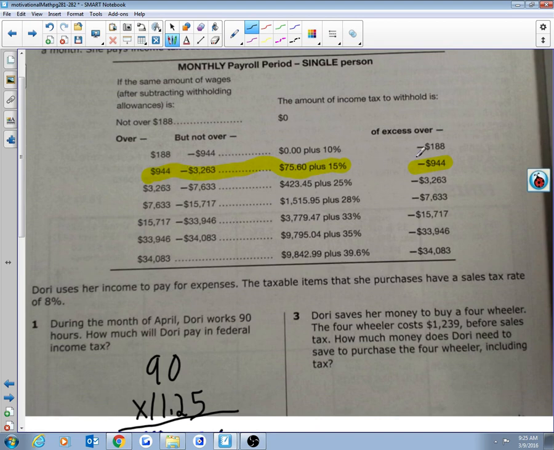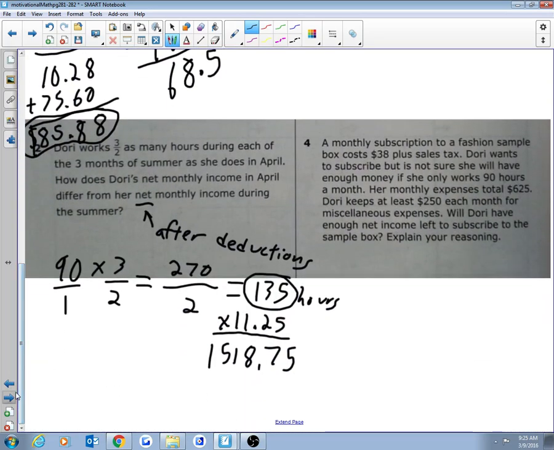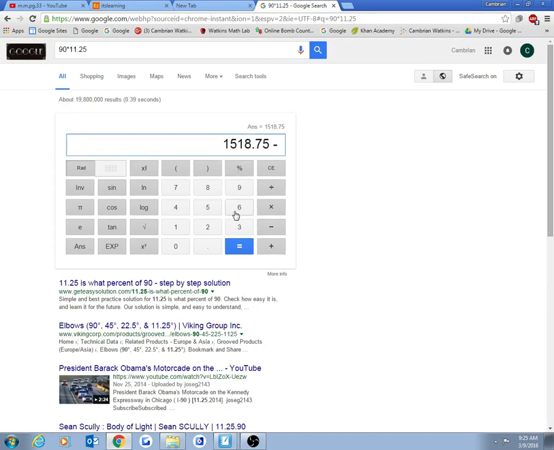So that she's still in the same tax bracket. She's still in this tax bracket. So we got to find how much she made over $944. We got to find 15% of that, and then we got to add on $75.60. So first let's find out how much she made over $944. So we got this minus $944 to find the excess. And let's use a calculator for that. Minus 944. And that's how much she made in excess of $944: $574.75. That was the excess.